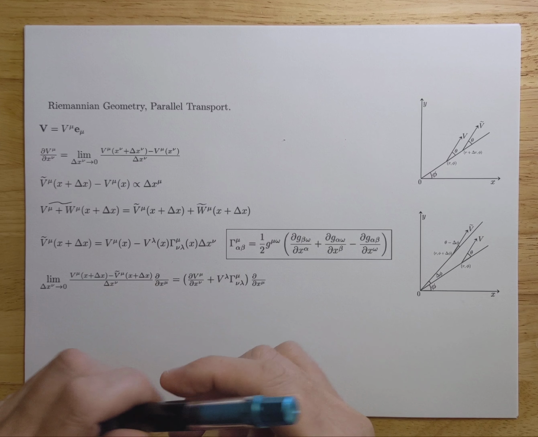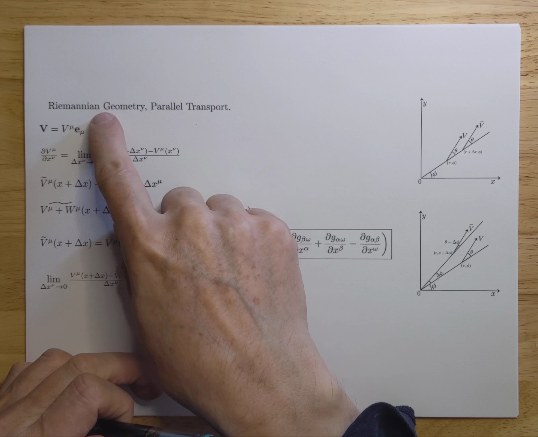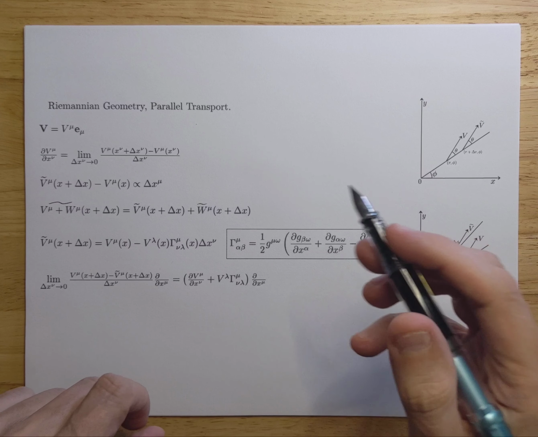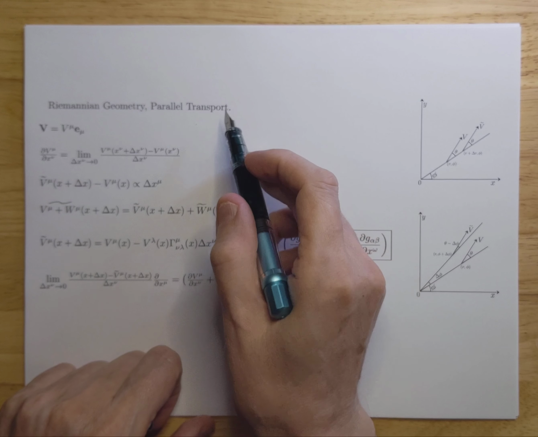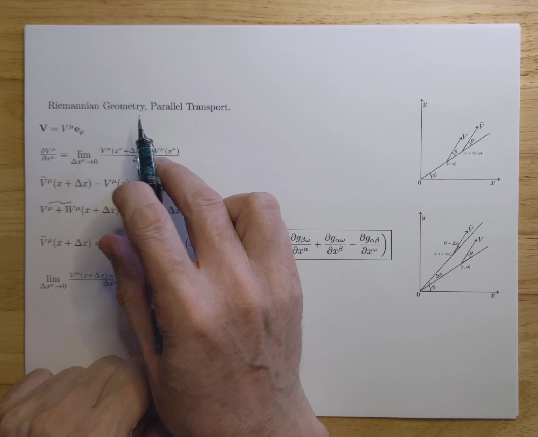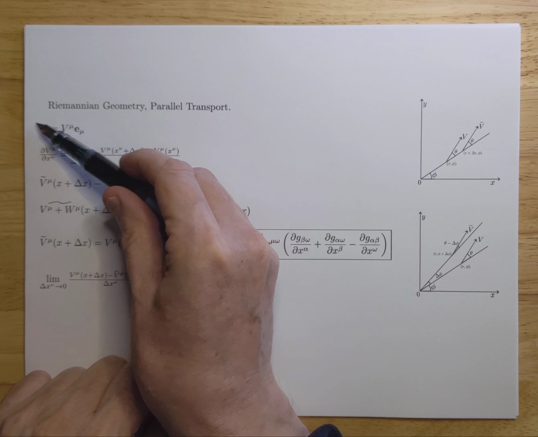Today I'm going to talk about parallel transport, and I'm going to talk about parallel transport in Riemannian geometry. What does that mean? We're going to move a vector in a curved manifold. So if you move vectors, and a vector can be defined as such, right?